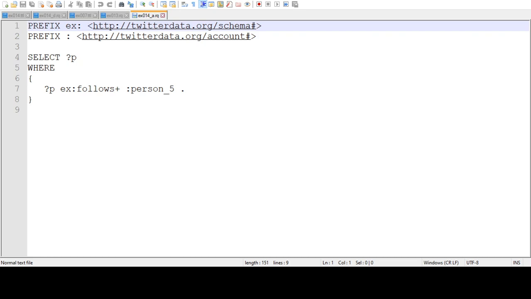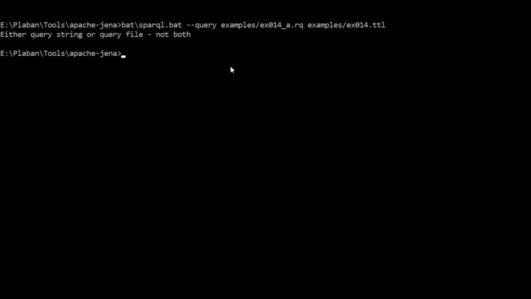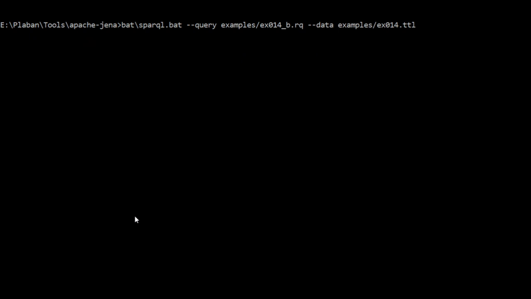So let me run this query. 14a, 14 dot turtle. Now if you execute this query, I need to mention the data. So there we have encoded the pattern that you have seen.